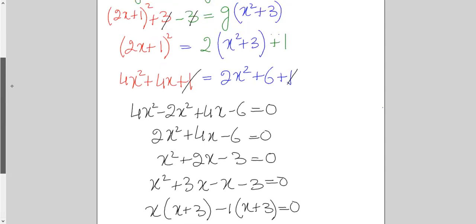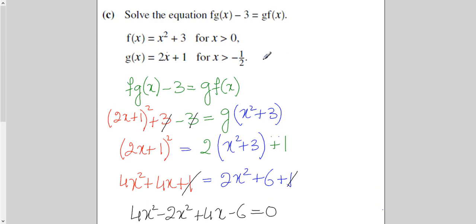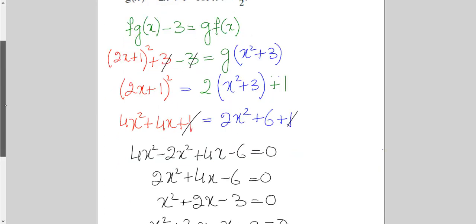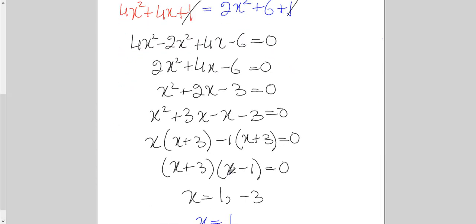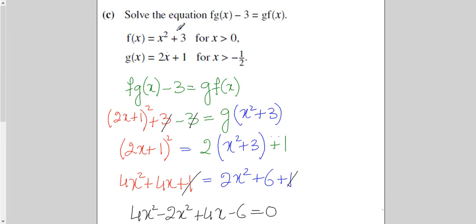The reason is what it is saying: x is greater than minus half. So the value minus 3 is not satisfied. This is fine. So this is how you will decide which value. So students usually make mistakes here. They just leave it as it is without considering whether both are right answers or not according to the given condition.